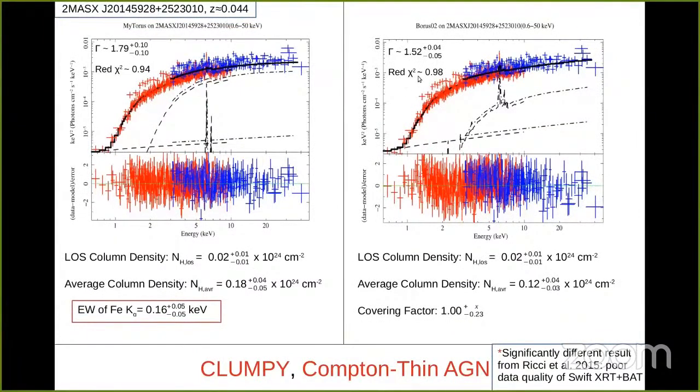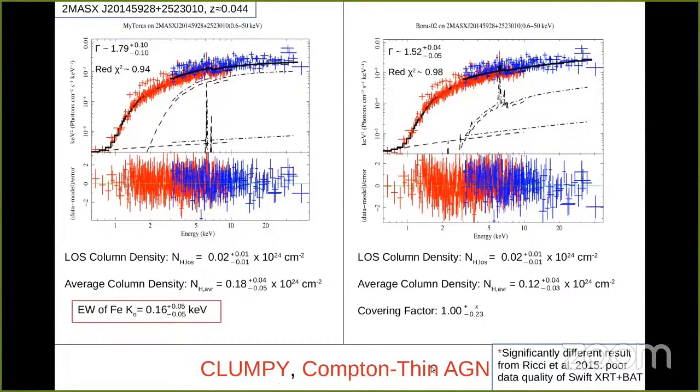You can see for MYTorus and BORUS, the reduced chi-square of the fit is almost 1. Even the column density is consistent for both the models. Also to notice, the average column density is about 10 times the line-of-sight column density, signifying a clumpy distribution. But both fall below the CT-AGN threshold. Also, the equivalent width of the iron K alpha line comes out much lower than 1 keV. On the other hand, BORUS gives the best fit covering factor of 1, showing that the source is heavily obscured. So for this source, we can conclude that it is a Compton-thin AGN, which is heavily obscured by clumpy torus clouds.